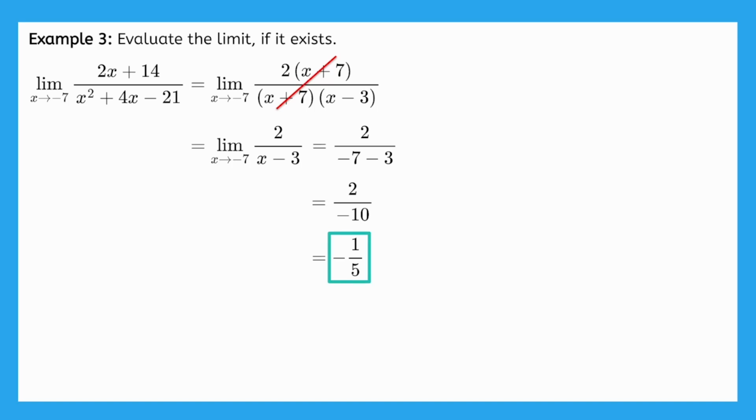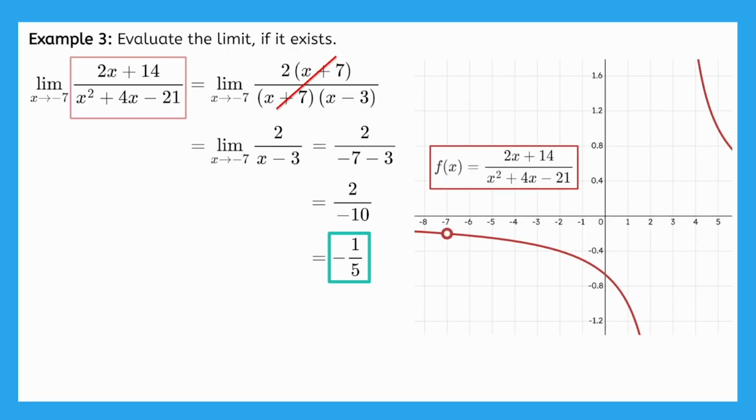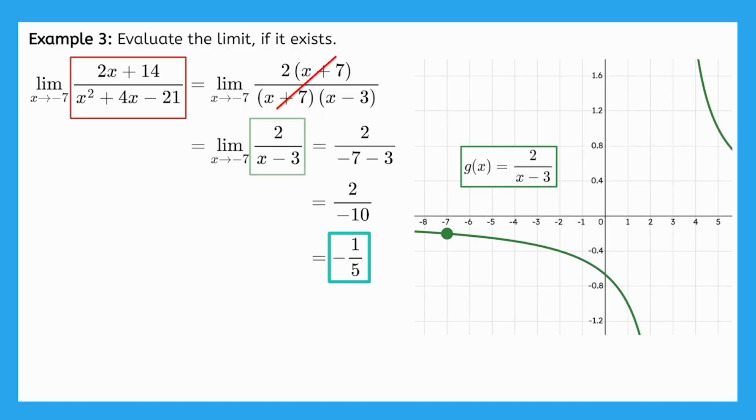Once you simplify a function and use direct substitution to find the limit, you can be confident in your answer and stop there. However, since this method is still new, let's check the graph to confirm that our result makes sense. Here's the graph of our original function, and here's the graph of the simpler function we used to get the limit. Both have the same limit as x approaches negative 7.